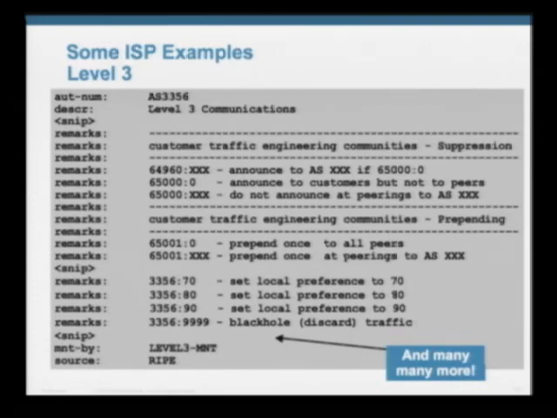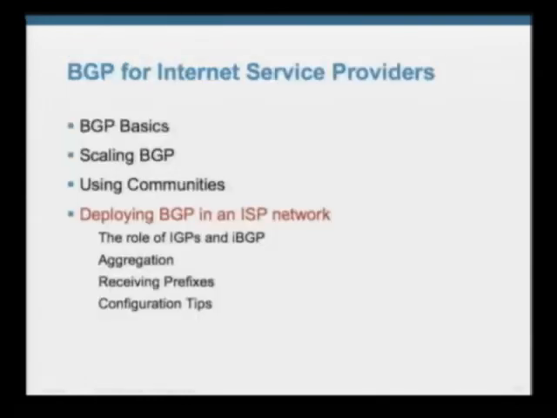So another example. Anyway, that's all I'm really going to spend on communities, just to give you an idea of some of the things they might be used for. We now look at deploying BGP in an ISP network. I've got about an hour to go through the rest of this. This is primarily a lot of good advice. Those of you who know me know that I rant a lot about aggregation.